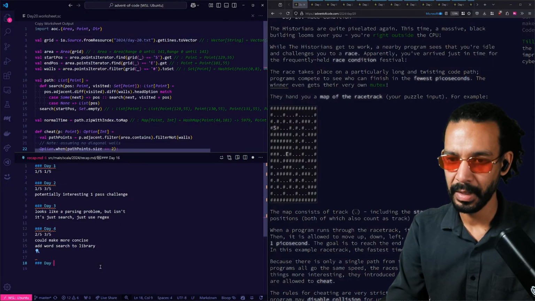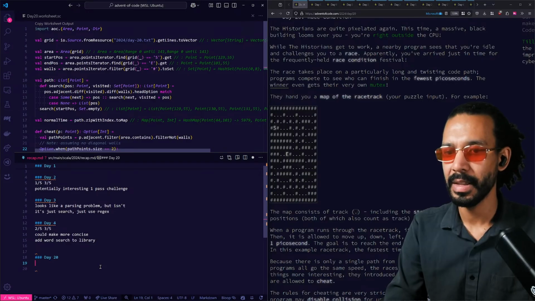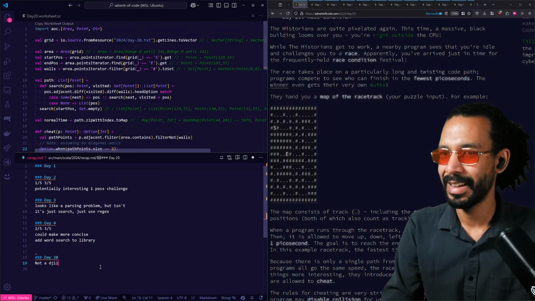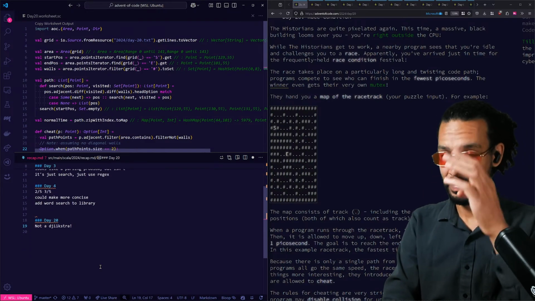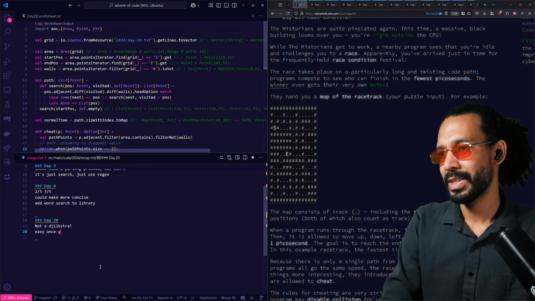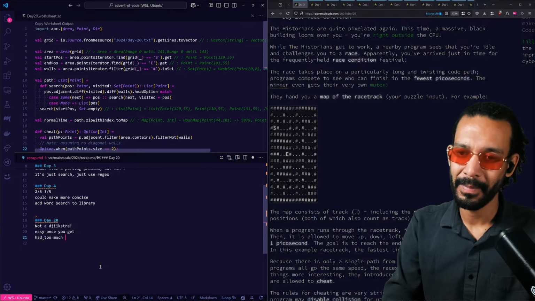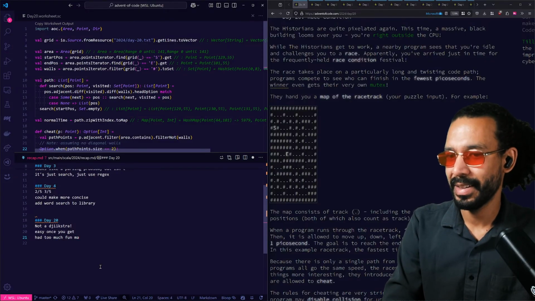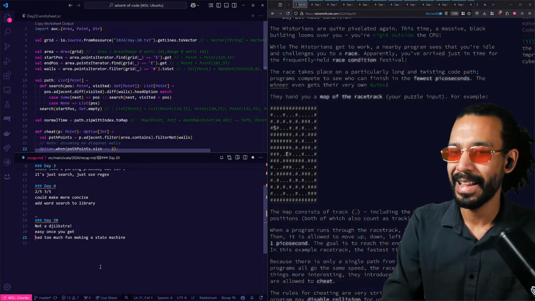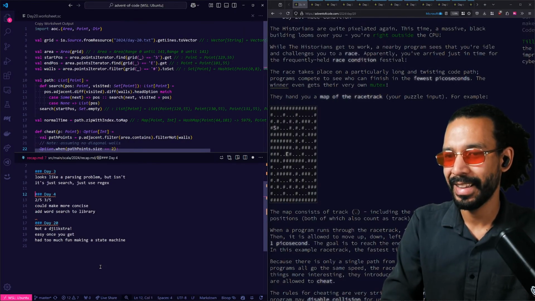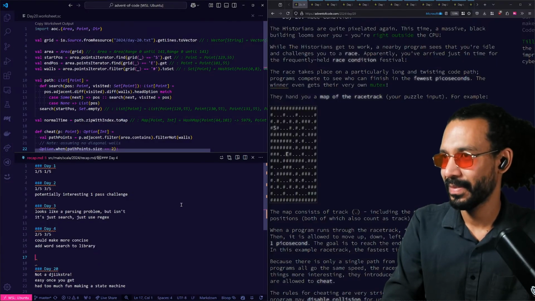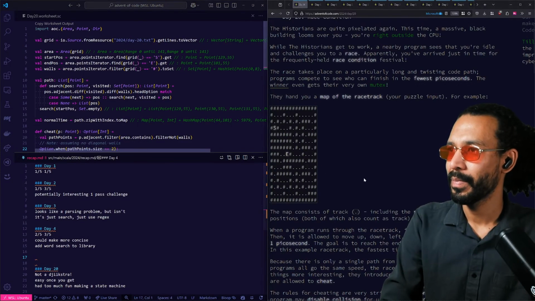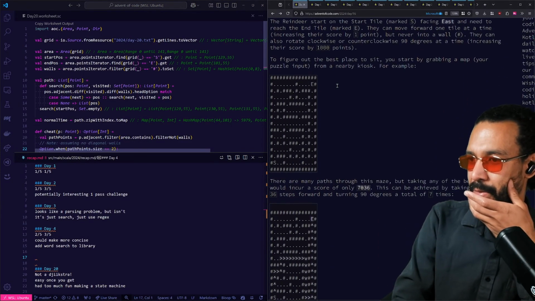Okay, so what, day 20? Not a Dijkstra. Easy once you get it. I had too much fun making a state machine. I was over engineering a little bit that night when I started. But yeah, let's look at day 16. So the reindeer maze.